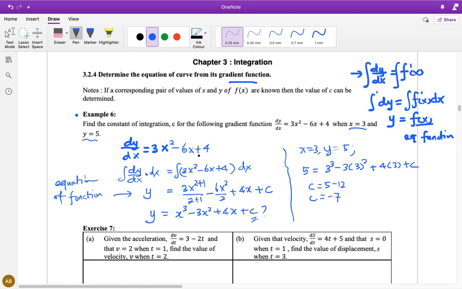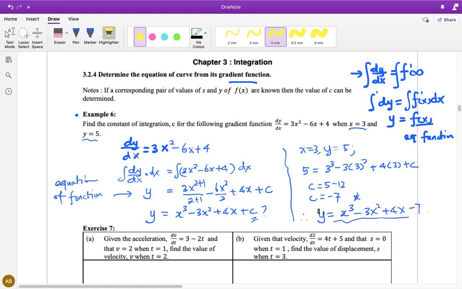So this question ends here. But if we want to get the equation of the curve, we just add another step. That is, we rewrite everything: x cubed minus 3x squared plus 4x minus 7. This is the equation of the curve. So with one more step, you get the equation of the curve. If you stop at c, that means you only get the constant c.